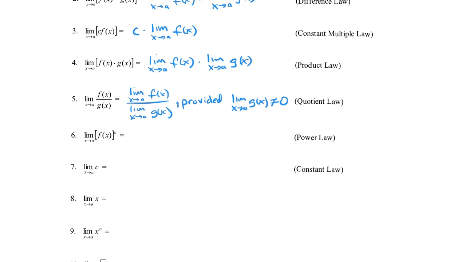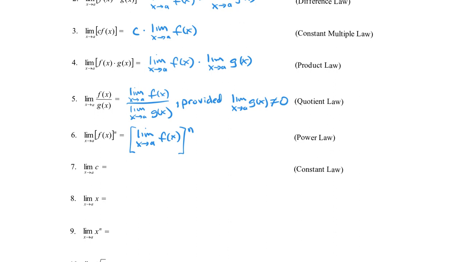Now this next law, the power law, is basically we're just using the product law repeatedly. So if I use this product law and I let g of x be f of x, so it's going to be f of x times f of x, and I just use this repeatedly, I'll just end up with this power law. And this just says that instead of taking the limit of this function raised to the nth power, I can take the limit of the function and raise that to the nth power. So take the limit of the function, raise that result to the nth power. That is called the power law.